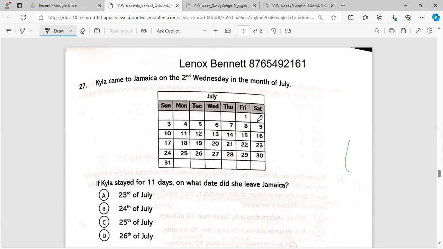Kira came to Jamaica on the second Wednesday in the month of July. You can continue. You don't have to read out the calendar, just observe it. But read this part and tell us what you think is the answer. If Kira stays for 11 days, on what day did she leave Jamaica?